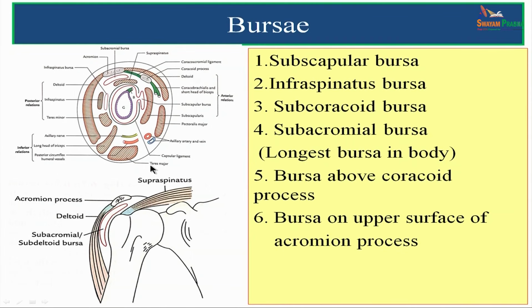Moving on to bursae. Bursae are small pockets around the joint mainly to act as shock absorbing structures to support the joint all around the joint. The shoulder joint is supported by 6 such bursae, namely subscapular bursa, infraspinatus bursa, subcoracoid bursa, subacromial bursa which is the longest bursa on the body, bursa above the coracoid process, bursa on the upper surface of acromion process. So, here you can make out the most important bursa, that is the subacromial bursa or subdeltoid bursa, which is the longest bursa on the body which can be seen in this image as well.